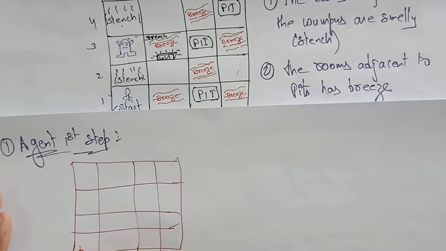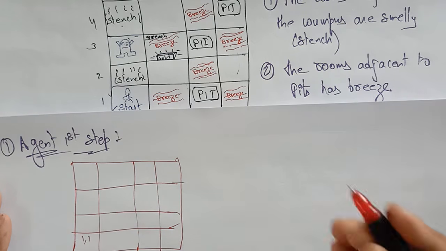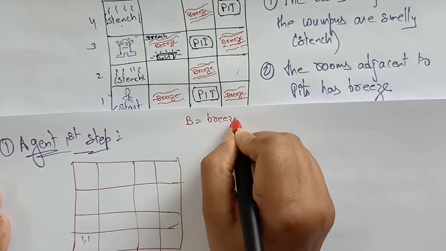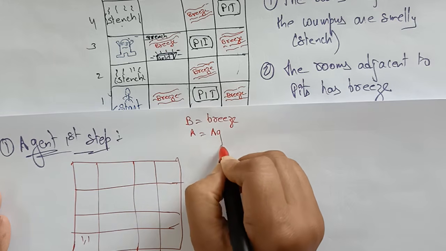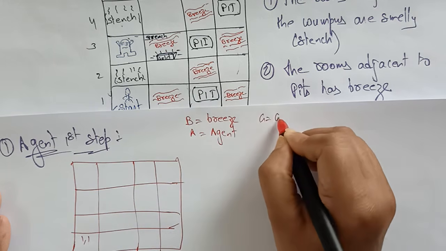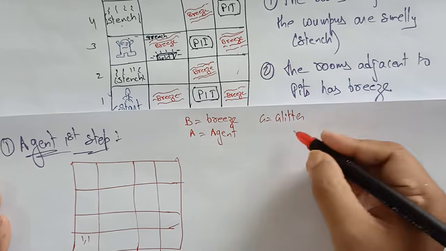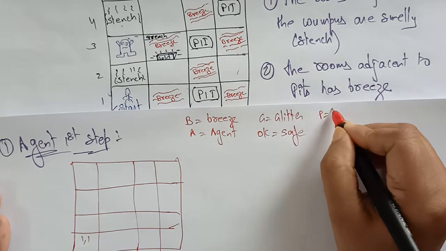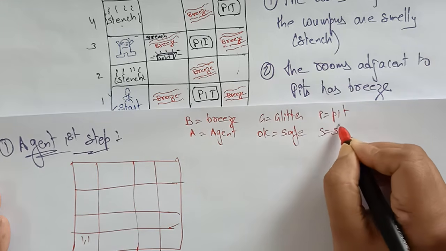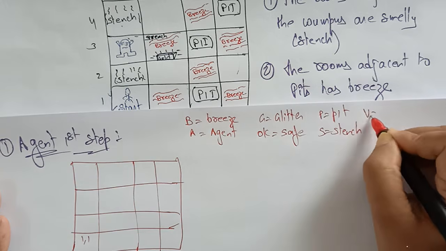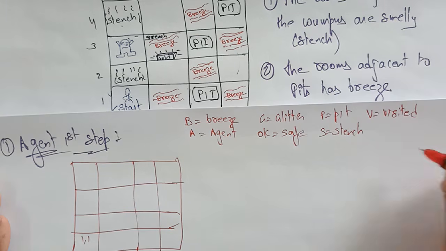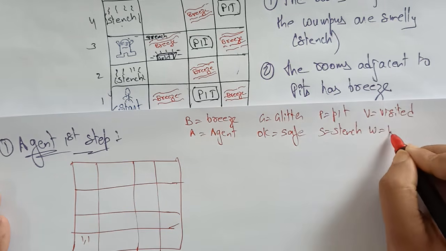Okay, so the agent is present in this position, that is (1,1). Okay, let me take some terms. Instead of writing all this, B is nothing but the breeze, A is an agent, and G represents the glitter, that means some gold is present nearby. OK means it's safe, P represents the pit, S represents the stench, and V is visited. Suppose you visited that room, you just mark it as V, so that you don't visit that room again. And W represents the Wumpus.